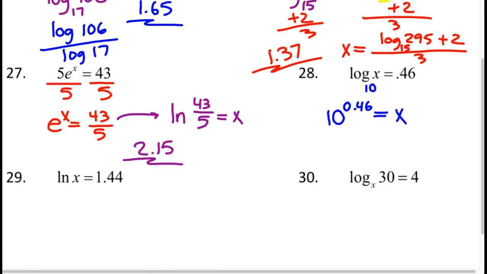I just type that in the calculator. There's a button for 10 to the x. It's right on top of the log button here. 10 to the 0.46. 2.88. Bada bing, 2.88. There we go.